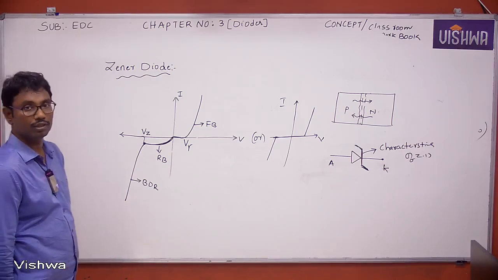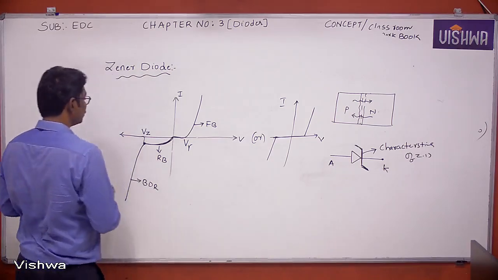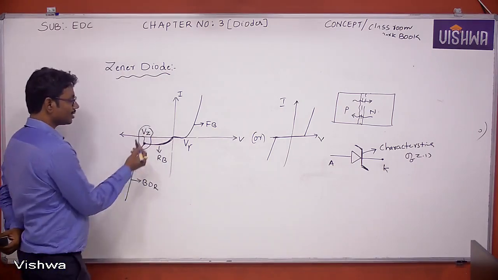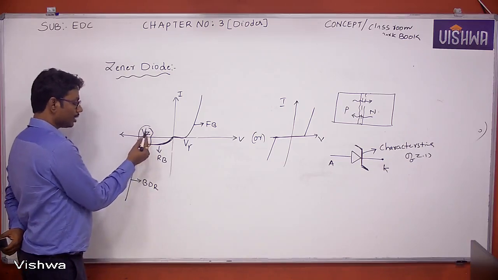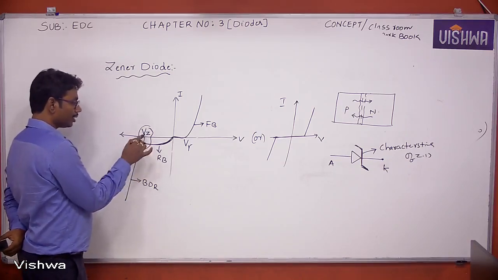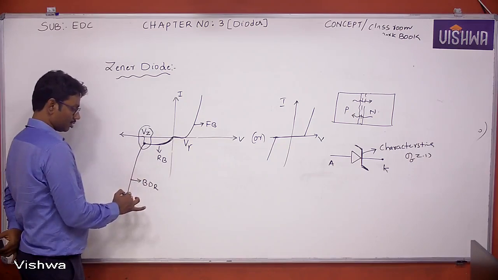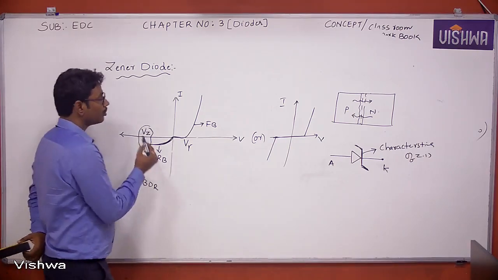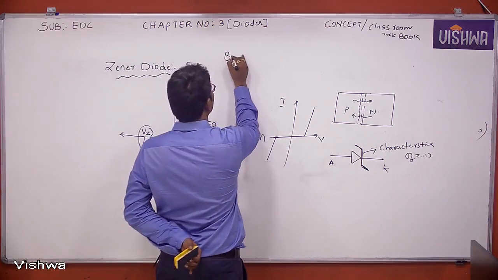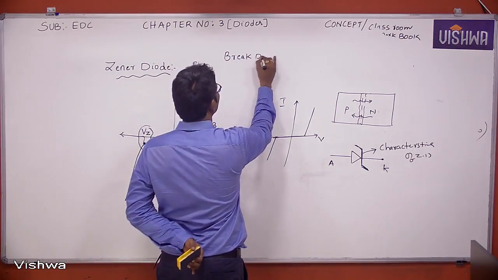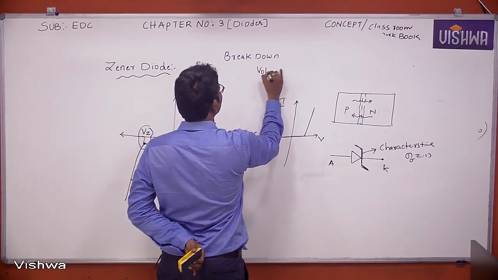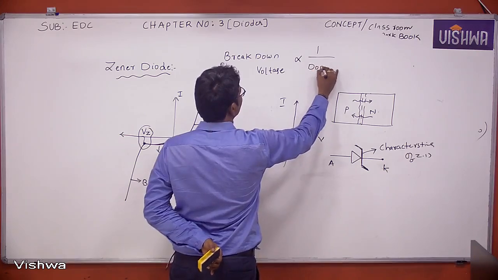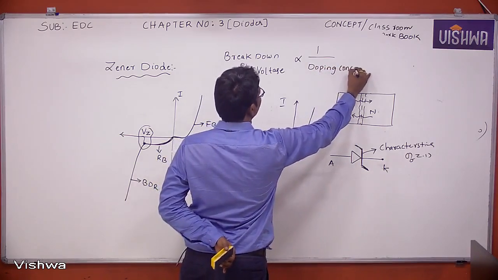Now coming to breakdown voltage. What is the breakdown voltage? This VZ is the breakdown voltage. Breakdown voltage is the applied voltage at which current suddenly increases. That voltage is called the breakdown voltage. This breakdown voltage depends on doping concentration. How does it depend? Inversely proportional to doping concentration. A very, very important relation.